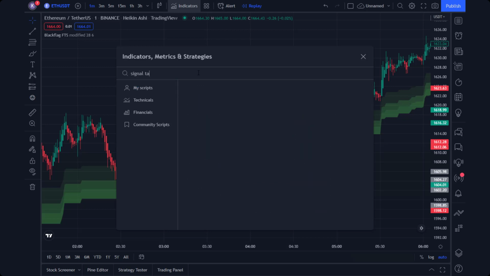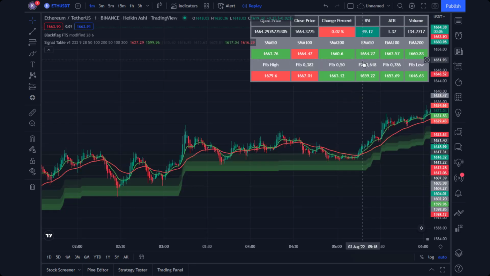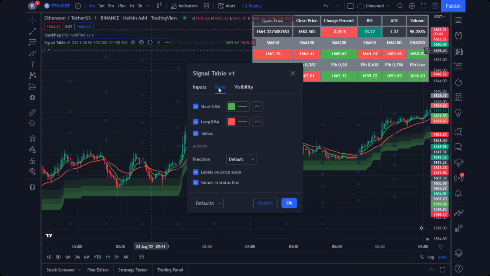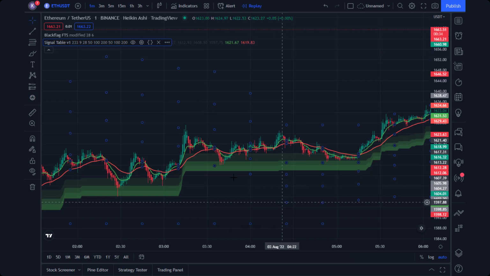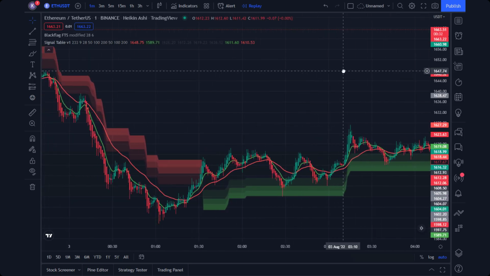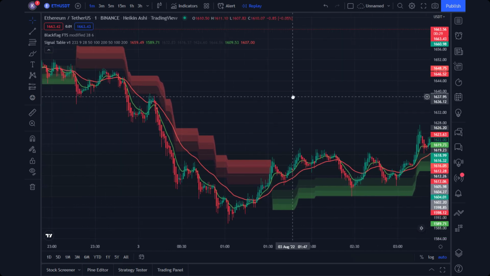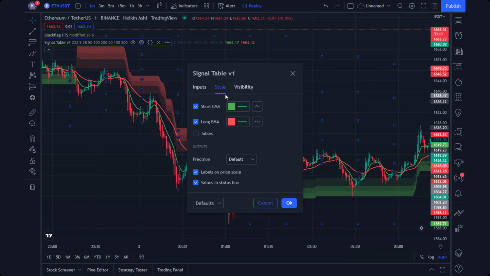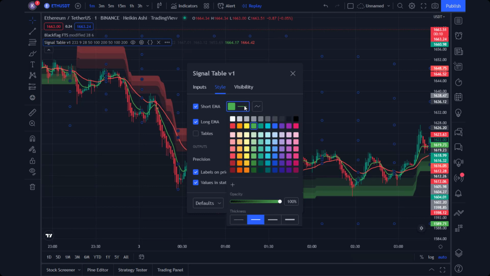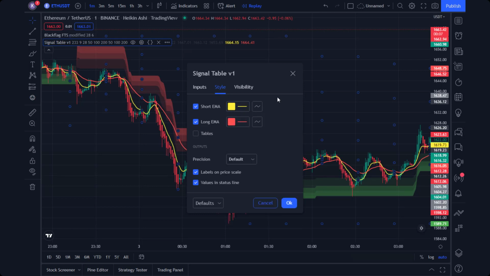The name of the second indicator is signal table. We enter the indicator settings. We remove the table tick so that we have a better display and our chart is a bit quieter. This indicator adds two moving averages to the chart, and we enter the trade based on the cross of these two lines. From the style section of the settings, we change the color of these lines so that they are displayed better.